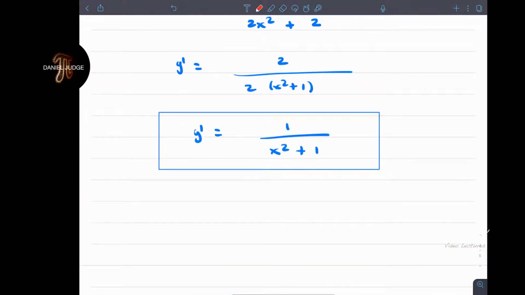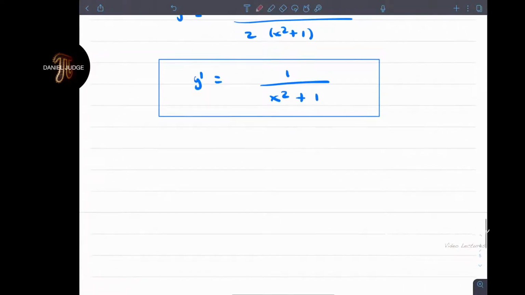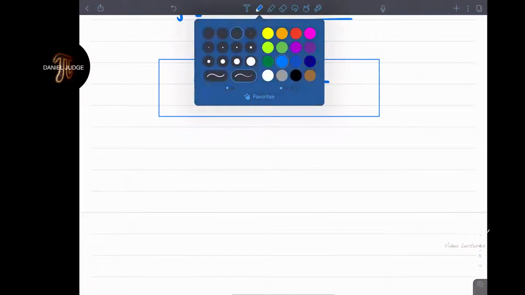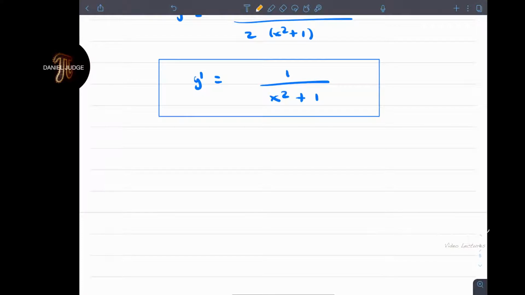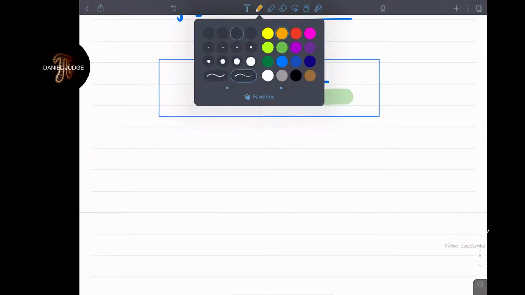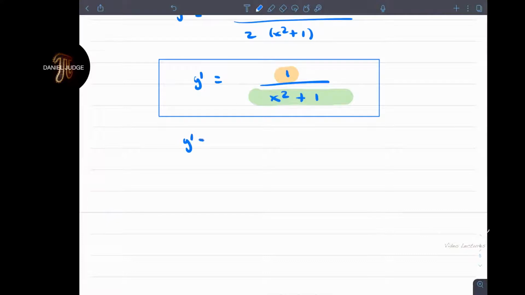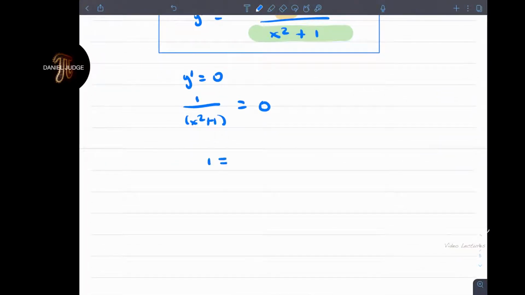Okay. And so we're going to look for critical values. How do you go about finding critical values here? Well, you want to find where the first derivative is 0, and find where the first derivative does not exist, or is not differentiable. So when you say y prime is 0, that's saying 1 over x squared plus 1 equals 0, which is really saying that 1 equals 0, and that's a false statement. So this never happens. In other words, that first derivative is never equal to 0.